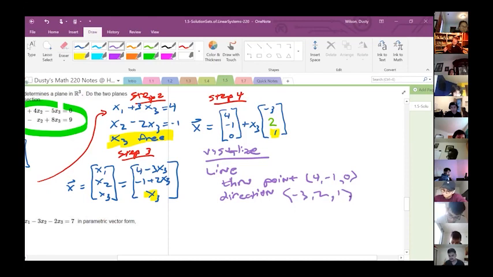Yeah, so the question asked, I lost part of the directions. The question asked, do the two planes intersect? The two planes do intersect, yes. And they intersect along this line.